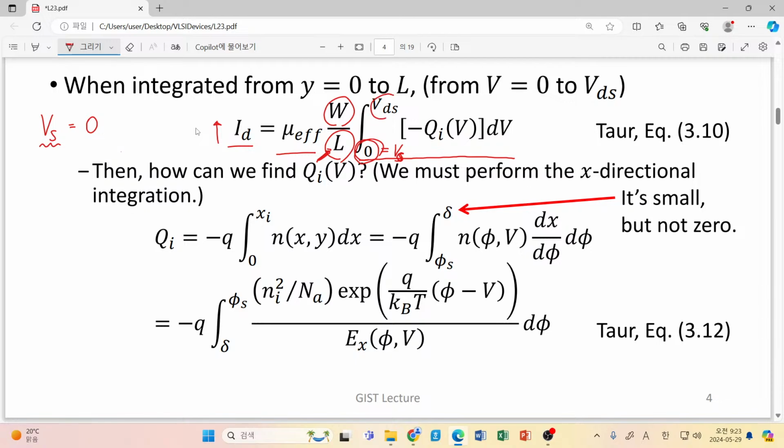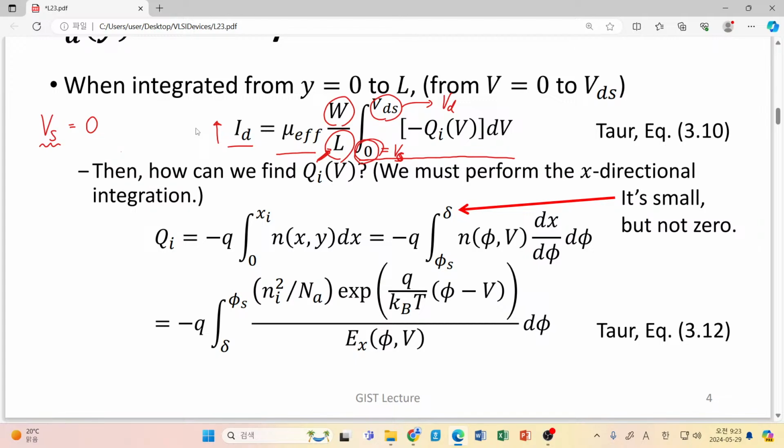And here what we have to use is the drain side quasi-Fermi potential, but that corresponds to the voltage applied to our drain terminal. That's the reason why we have VDS and 0. Good, but the real problem is then how can you calculate this Q as a function of electron quasi-Fermi potential, and how can we make this integration?